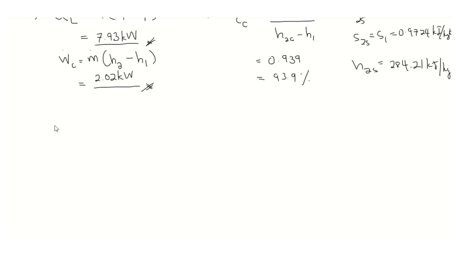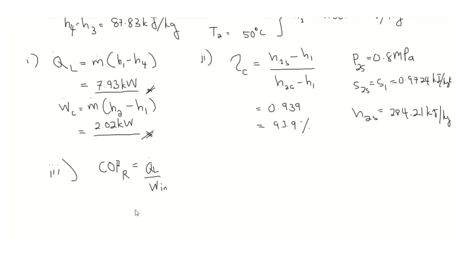Okay, next we go to question number 3, which is finding the COP. First, COP of the refrigerator. COP_R equals Q dot L divided by work dot in, which is work dot compressor. From there, you're going to get 3.93.